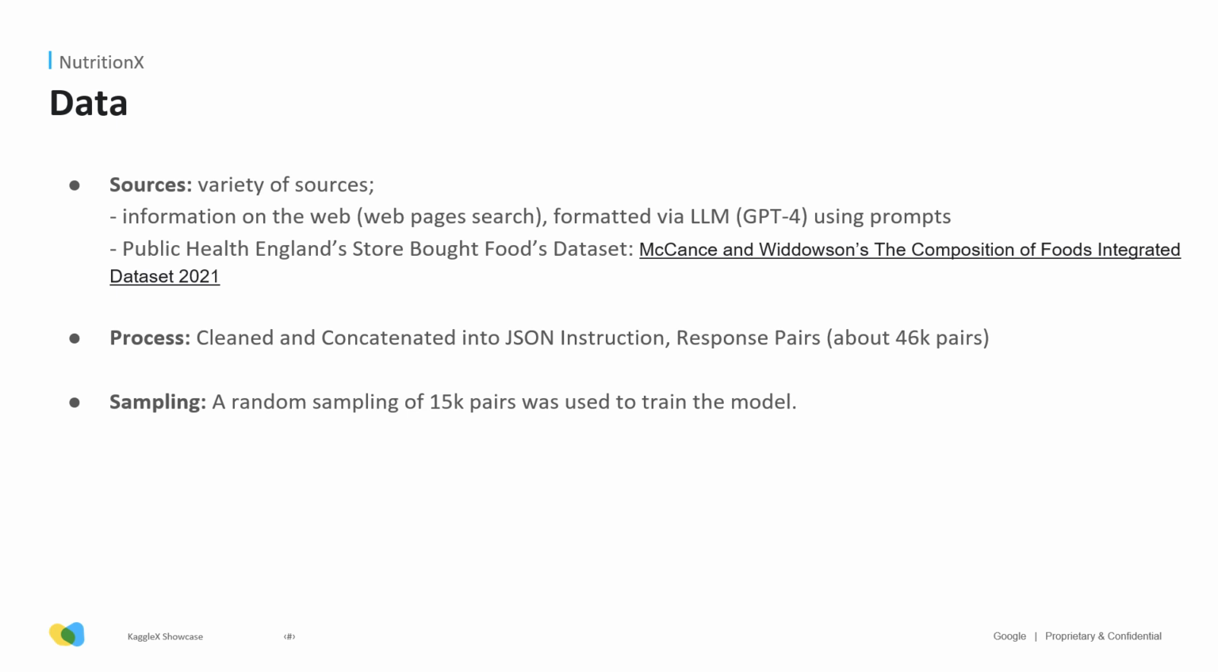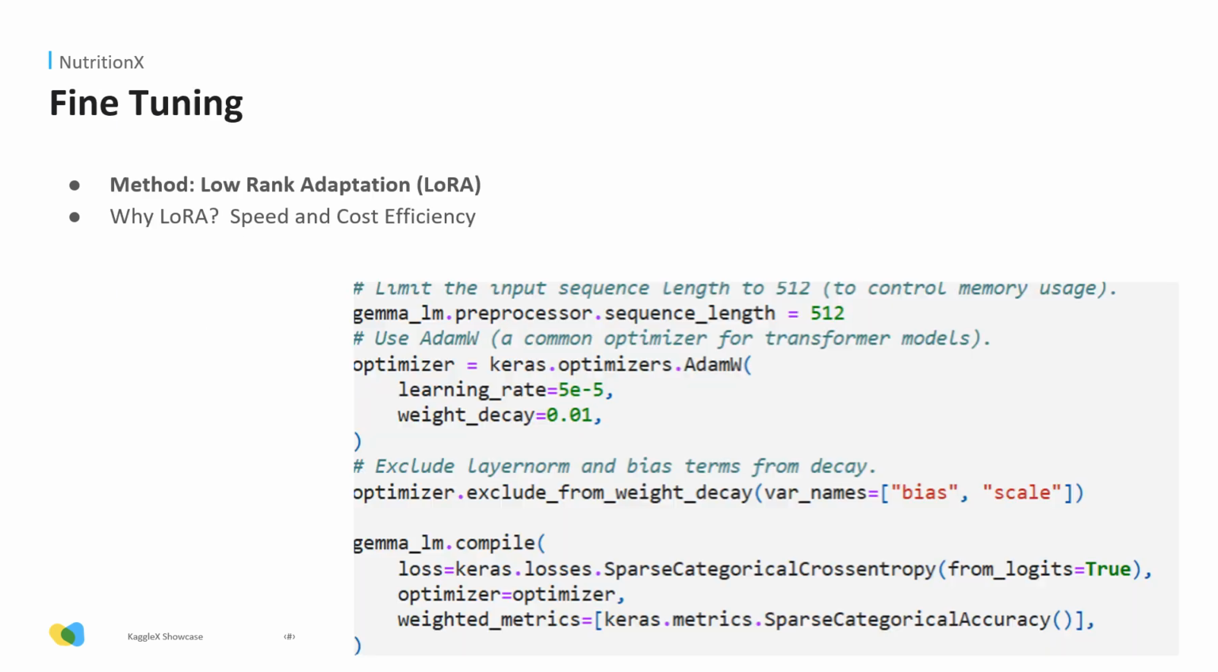We then went ahead to clean and concatenate the data into instruction response pairs. At the end, we had about 46,000 pairs. However, we decided to sample just 15,000 of these pairs and use that for the fine-tuning process.